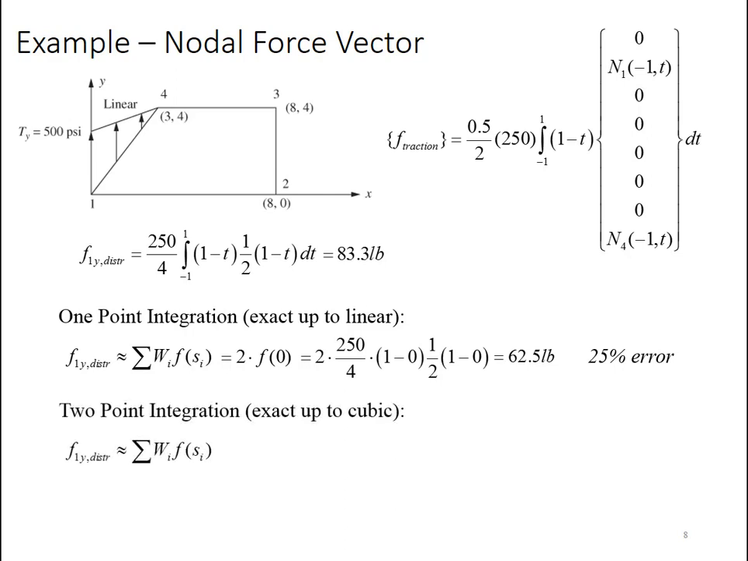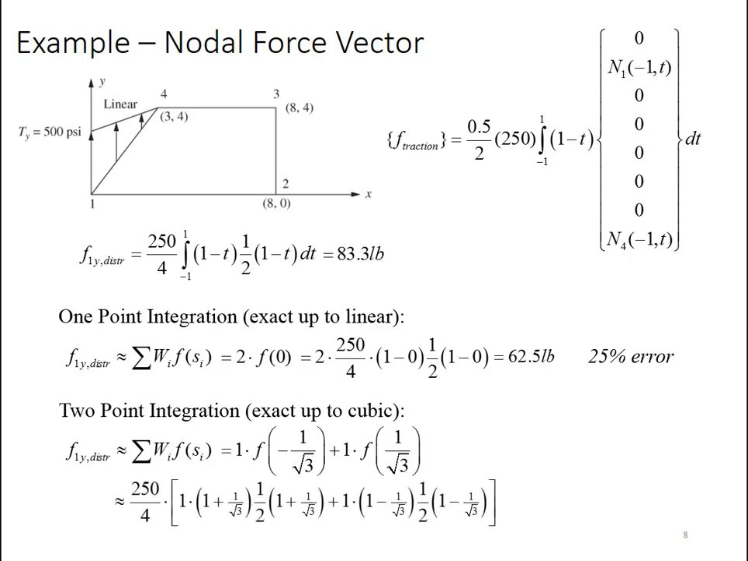Let's try the 2-point integration, which should be exact up to cubic, and since this is a quadratic function, it should give me the exact result. So again, here I'm evaluating it with two rectangles. Each rectangle has a width of 1, and I'm evaluating at -1 over the square root of 3 and +1 over the square root of 3, where t is my variable that is plus or minus 1 over the square root of 3. Plugging that into my expression with the integrand, I get 83.3 pounds. So I have no error present when I do the 2-point integration, and that's what I expect because this is just a quadratic function. So that's just a small example of using this.